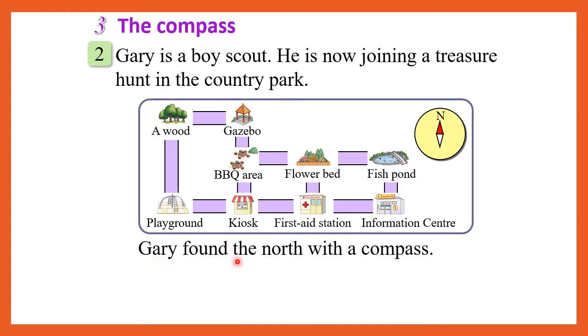Okay, so Gary found the north of a compass here. When you see the compass, the red pointer will always point to north. And then you have to draw the other 3 directions on the board clockwise: north, east, south, and west.